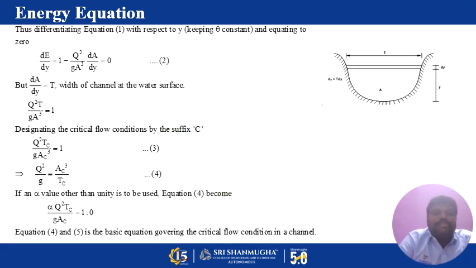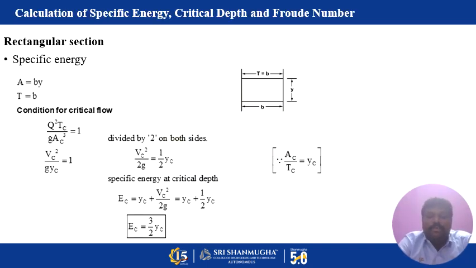From the specific energy equation, we differentiate with respect to y. We get the condition alpha Q square Tc by g Ac cube is equal to 1. Correlating with this, we get the equation q square by g is equal to Ac cube by 2.